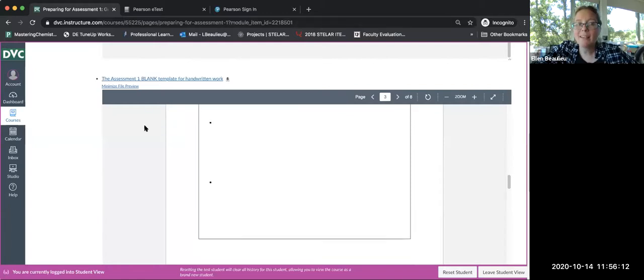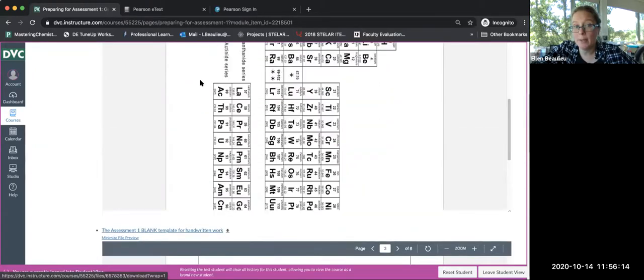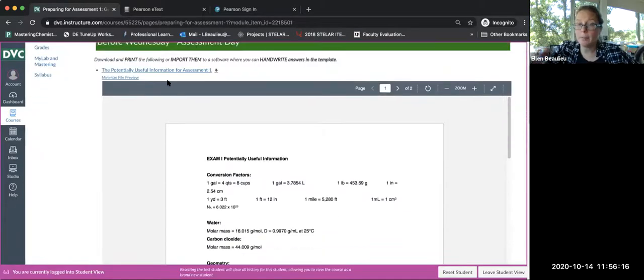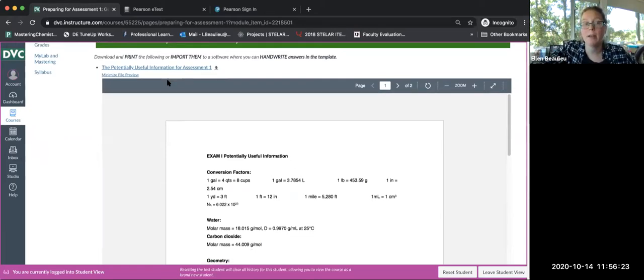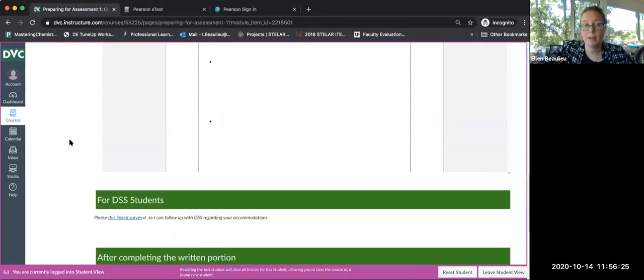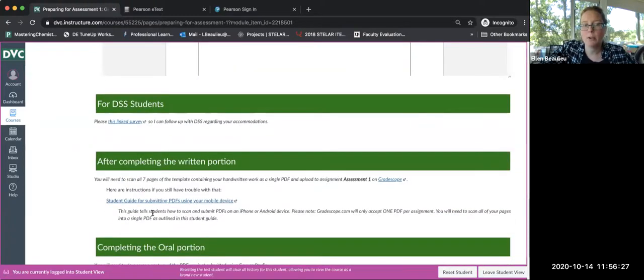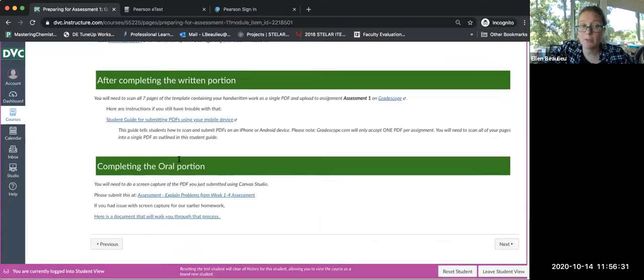Okay, so as of Monday, you will have the blank template and you will have your potentially useful information. So you can print those out or whatever format you want to have them in order to complete your exam. The parameters of the exam will be the same. You will have the same amount of time to complete the written portion of the exam.